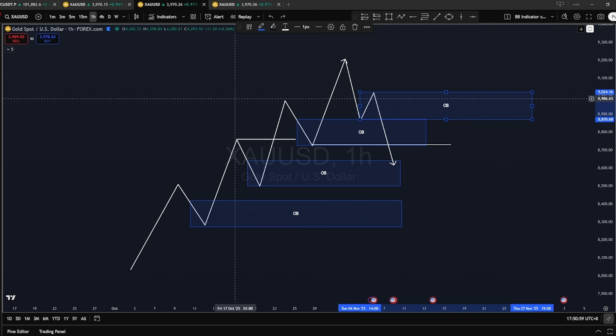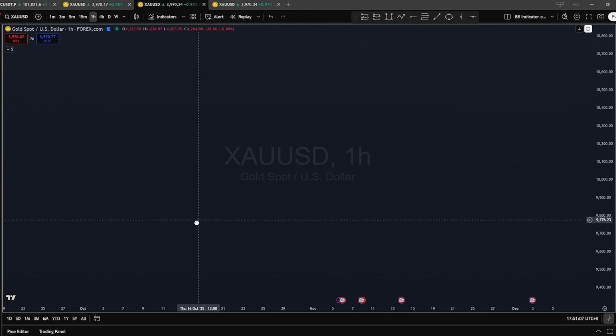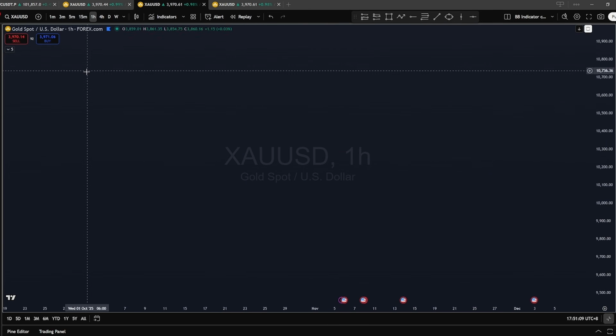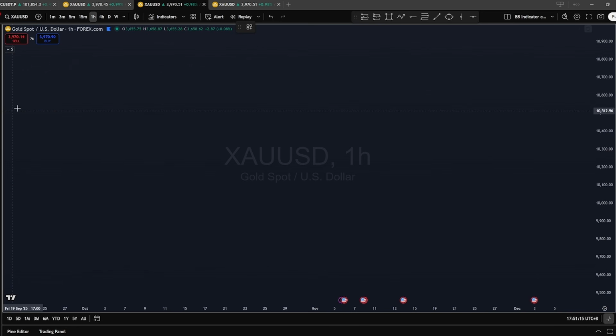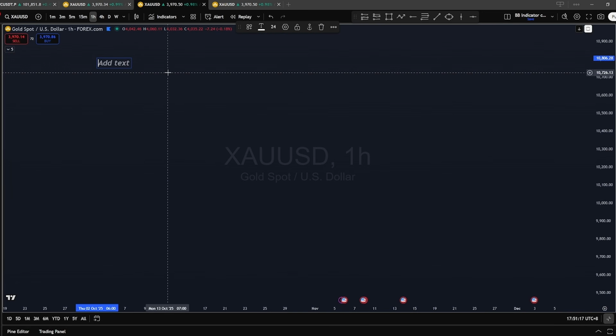For order blocks itself, you can simplify it to 3 main time frames: 4 hour, 1 hour, and 15-minute time frame. So let's write this down right over here on a fresh chart. If you're going to be looking for multi-time frame analysis plus OBs, here are your time frames.